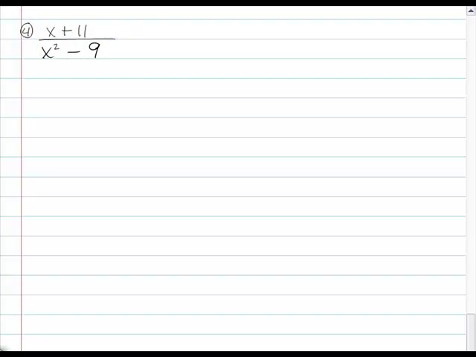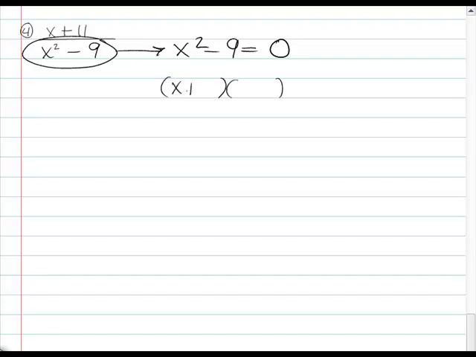For our fourth example, we've got x plus 11 over x squared minus 9. Again, taking the bottom of our fraction, setting it equal to 0. We've got an x squared, so that means we're going to factor. And remember, this is called a difference of squares, so it factors into two parentheses. We've got x plus 3, then x minus 3 equals 0.